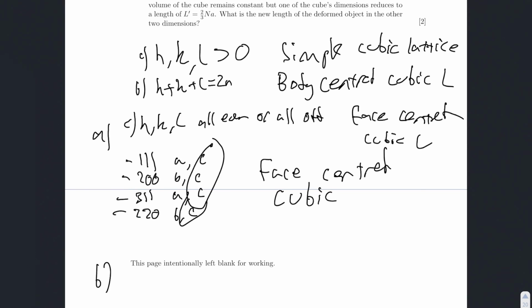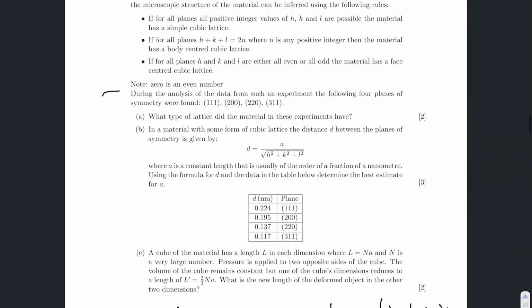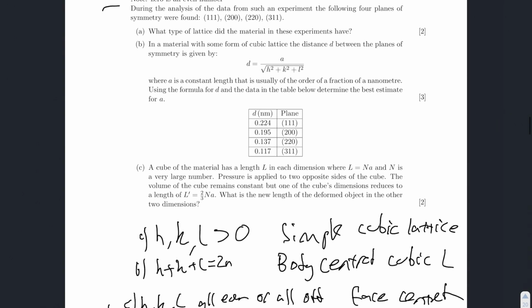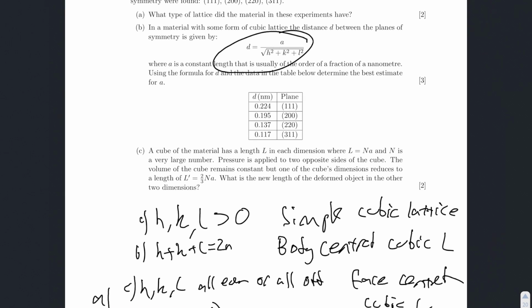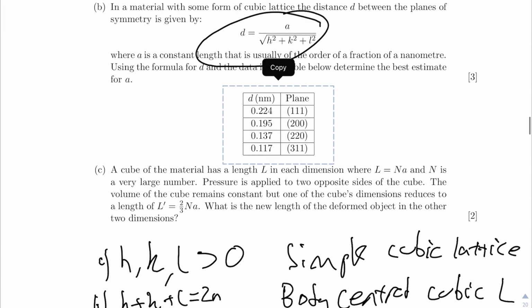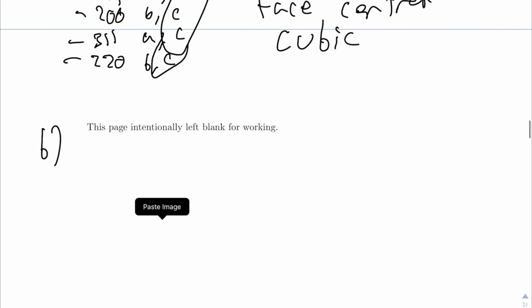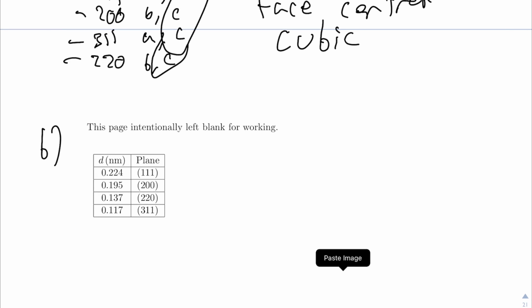All right. So part B: in a material with some form of cubic lattice, the distance between the planes of symmetry is given by D equals A over the length, where A is the constant length, that is usually of the order of a fraction of a nanometer. Determine the best estimate for A. So what we have to do is work out our values for A for all of these, and then average them, and that will give us our answer.